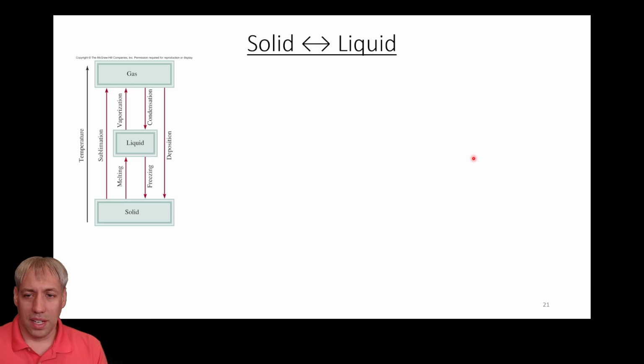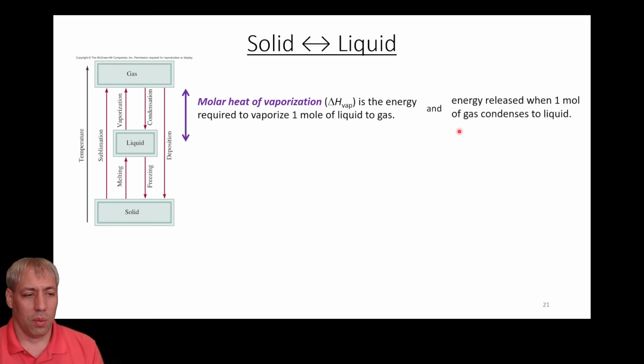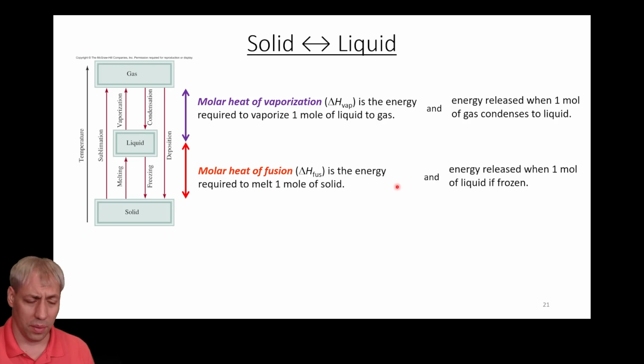All right, so we've talked about liquid to gases a whole bunch. There's also solid-liquid transitions. And so when we talked about the gas-liquid transition, we talked about the molar heat of vaporization, this delta H vap, the energy required to vaporize 1 mole of liquid to gas. There's an equivalent descriptor for the liquid to solid transition, which is known as the molar heat of fusion. It's not as intuitive because we're not talking about temperature-pressure relationships. In this case, we're talking about the energy required to melt 1 mole of solid, and also the energy released when 1 mole of liquid is frozen.